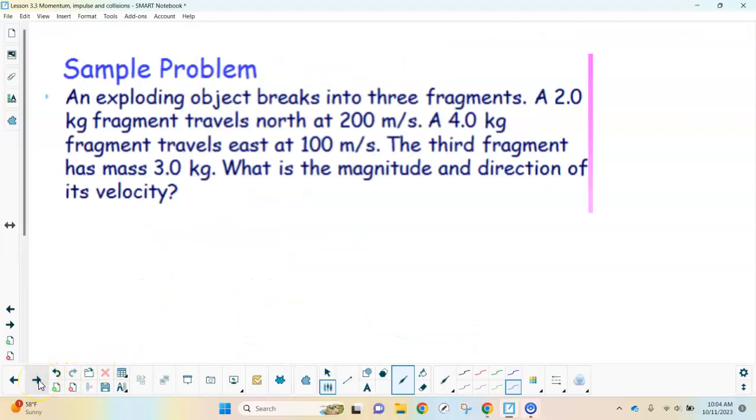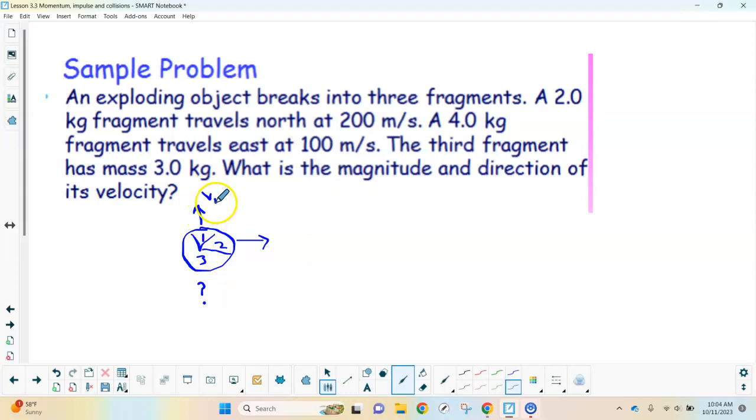We could also have momentum in multiple directions. I'm going to skip this one because it's a little more complicated than what we need to do right now. But basically, if we think about the idea, we have this object and it's going to explode into 3 pieces: piece 1, piece 2, and then piece 3. So piece 1 goes north, piece 2 goes east, and we have to figure out which way the third is going.